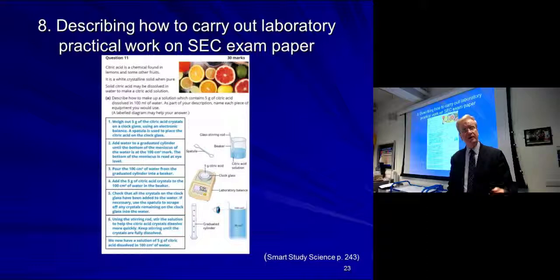So you're expected to write step by step what is involved in making up that solution, and also to draw labeled diagrams of all of the apparatus used. So whenever you're describing an experiment, make absolutely sure that you describe it in as much detail as possible, and also that you use labeled diagrams. Because even if you forget a point when writing the experiment, if you have a labeled diagram included, you could still get the marks.